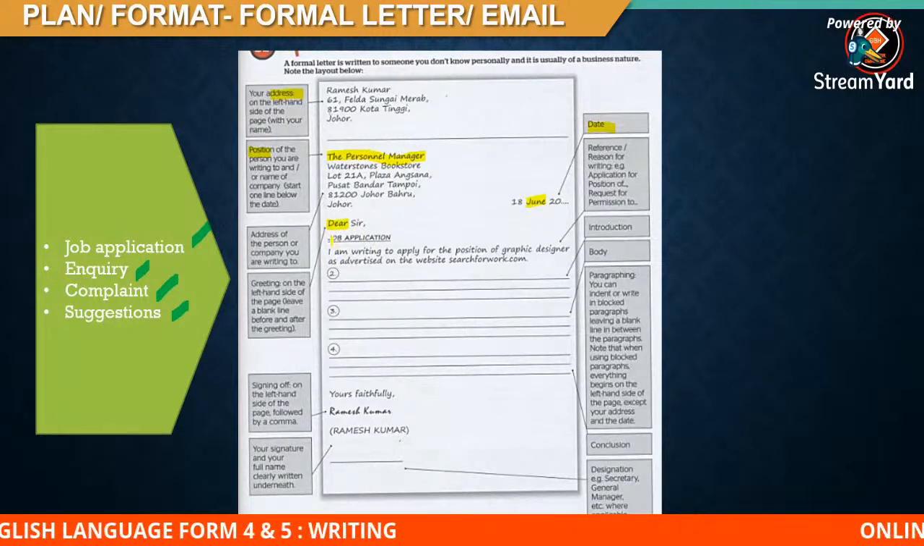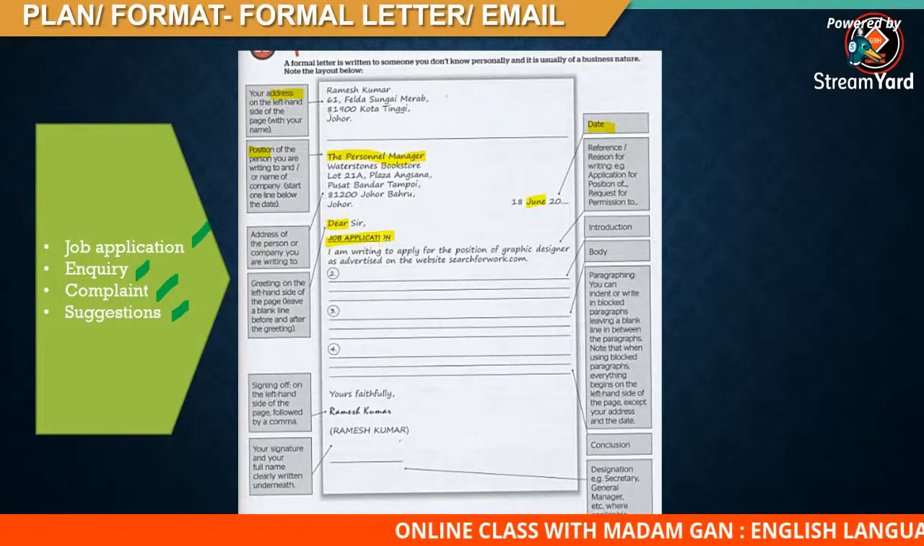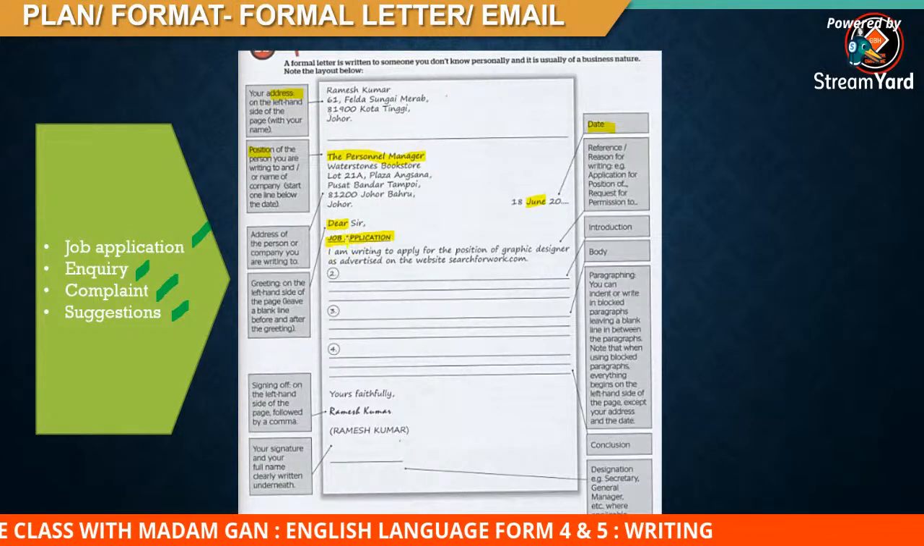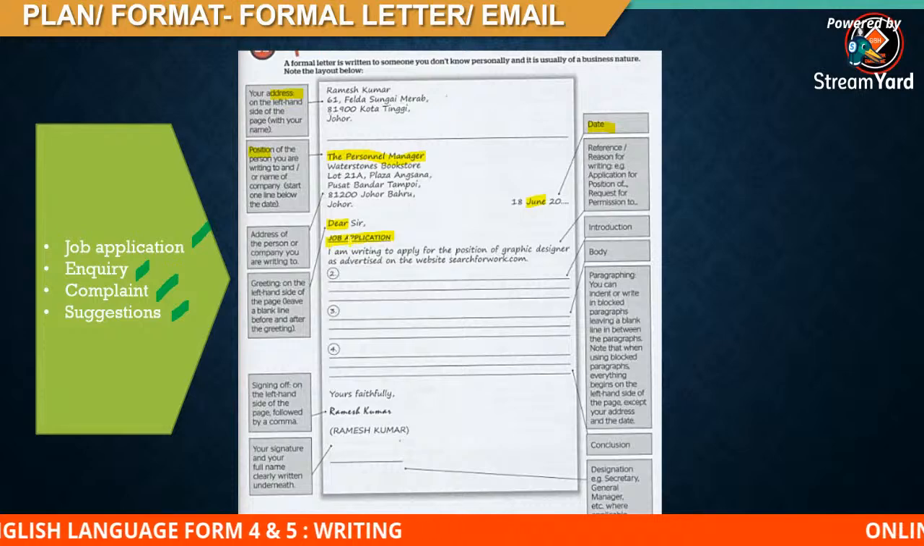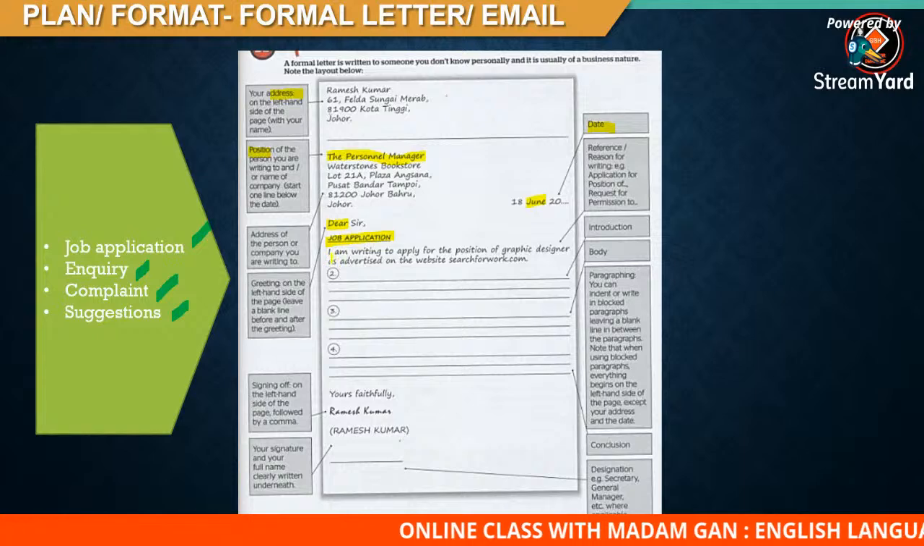So after that, you have the title. Title, job application. You can write all in uppercase or capital letters, or you can write J and A in capitals. Okay? So you can write all, or you can choose the first letter of the word. Then, after this, you must write the first paragraph. Okay, look at the first paragraph.